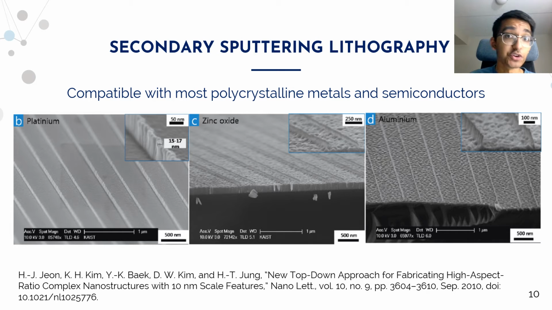Lastly, the researchers also showed that this method is compatible with most polycrystalline metals and semiconductors, and they showed this by fabricating similar line patterns using platinum, zinc oxide, and aluminum to show that the method works with other materials. This is because instead of chemical reactions, the method relies on the physical impact of the plasma ions into the target substrate material. And so using this physical etching process, which implies a low etching selectivity, it means that this method is theoretically applicable to all or most materials.